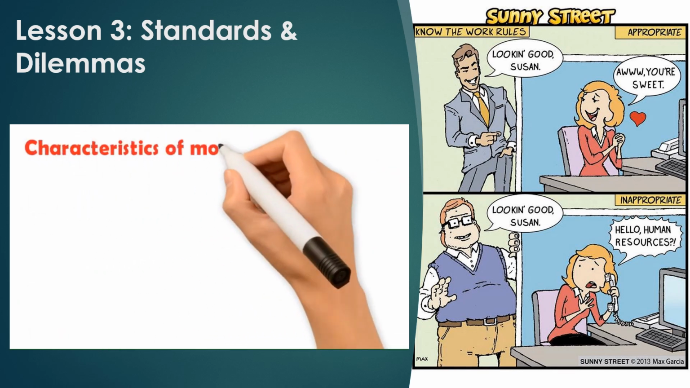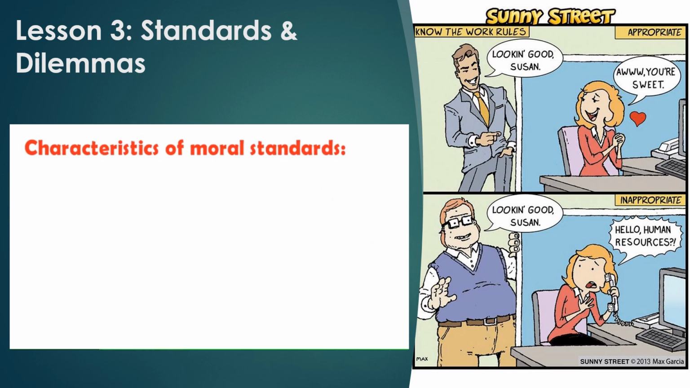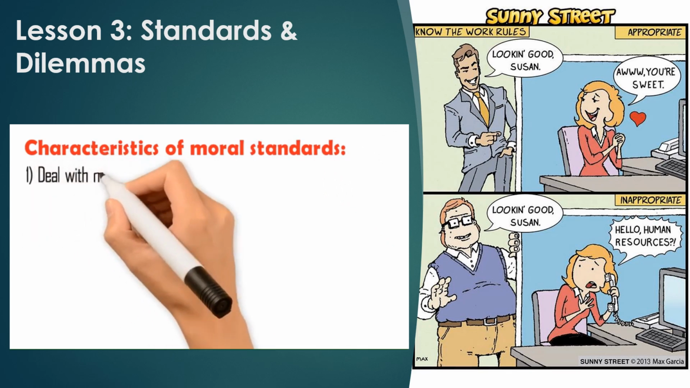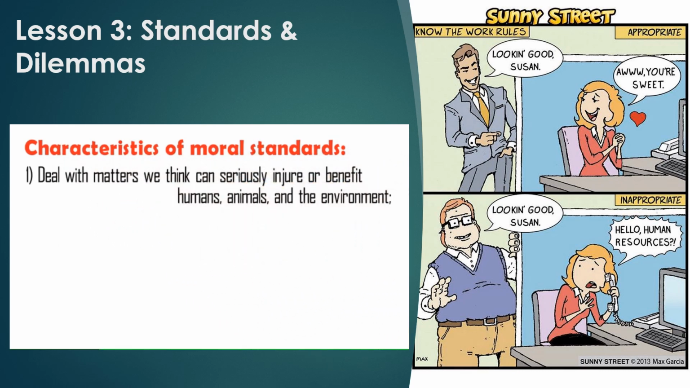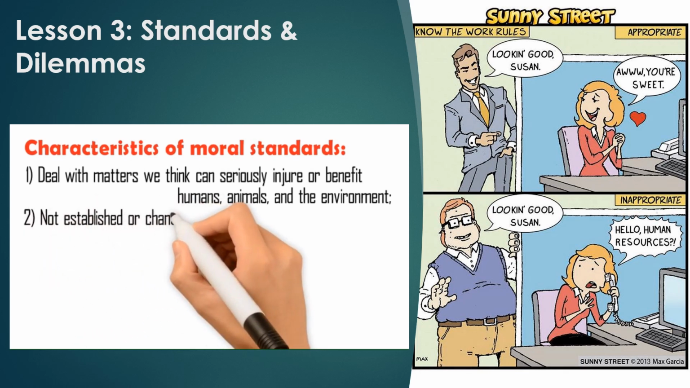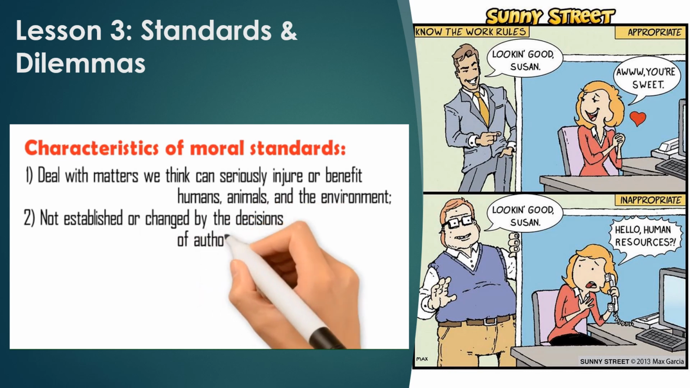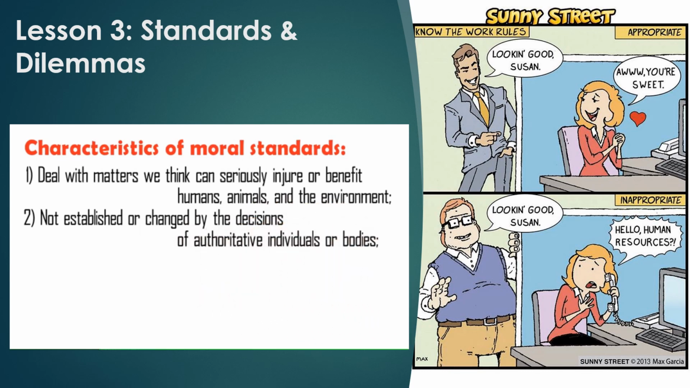According to many scholars, moral standards have the following characteristics. First, moral standards deal with matters we think can seriously injure or benefit humans, animals, and the environment, such as child abuse, rape, and murder. Second, moral standards are not established or changed by the decisions of authoritative individuals or bodies. Indeed, moral standards rest on the adequacy of the reasons that are taken to support and justify them. For sure, we don't need a law to back up our moral conviction that killing innocent people is absolutely wrong.